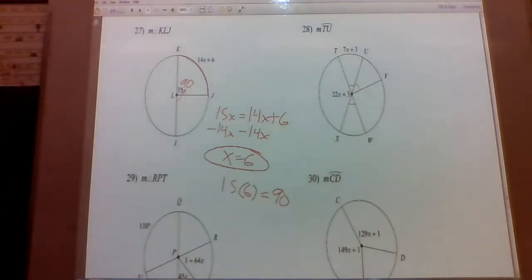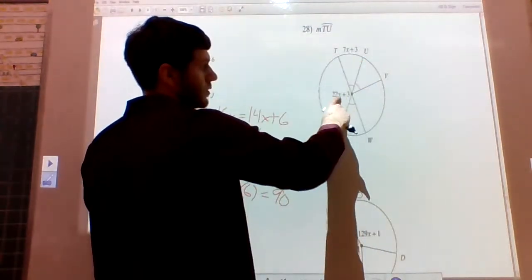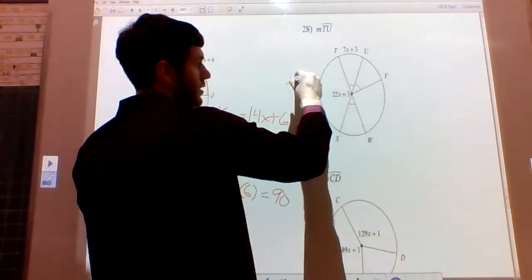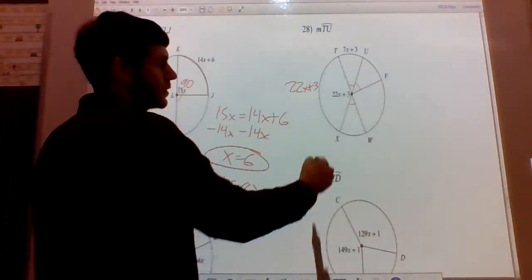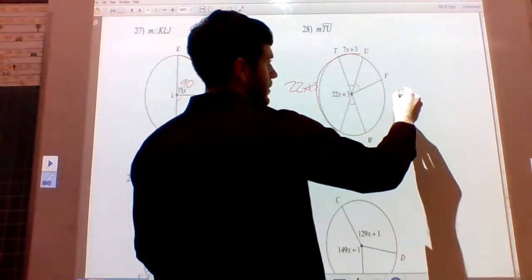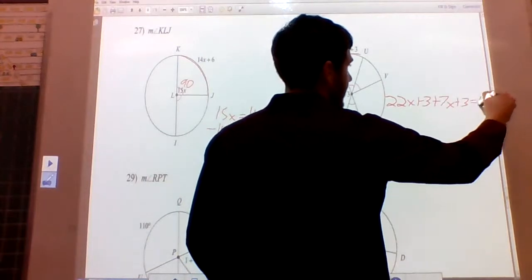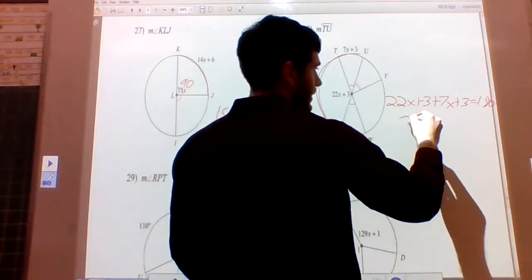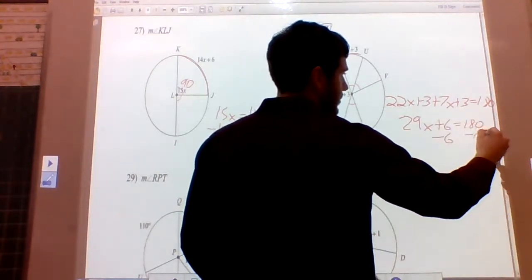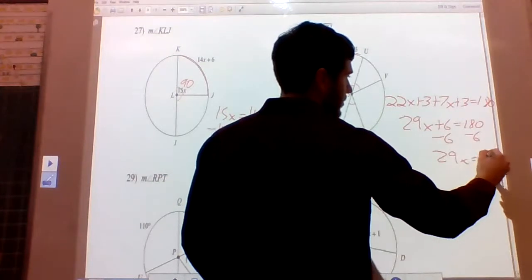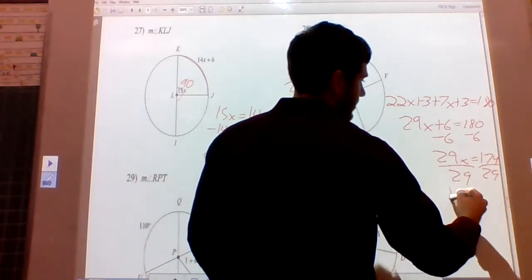I want to find the measure of arc TU. So again, arc TU, that's 22x plus 3. This is also 22x plus 3. So here we have a semicircle. So 22x plus 3 plus 7x plus 3 is going to equal 180. So we have 29x plus 6 equals 180. Subtract 6 from both sides. 29x equals 174. Divide by 29. And you get x equals 6.